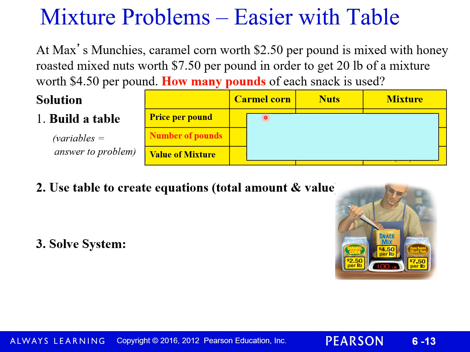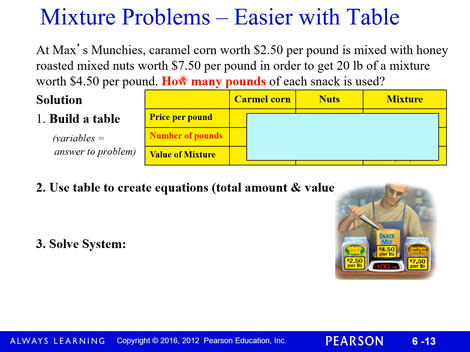What's the price per pound of caramel corn? It's all in the problem, $2.50. How many pounds? Remember, we made that the variable because we're trying to figure that out, C. So what's the value? The number of pounds times the price per pound is the value.